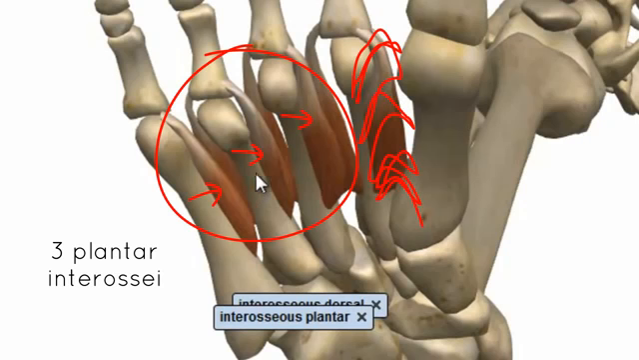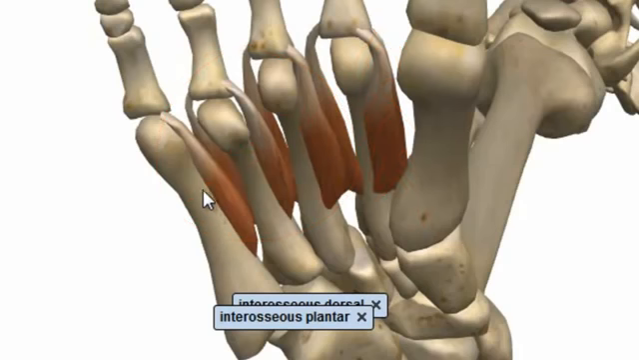You've got 3 plantar interossei muscles which originate on one side of metatarsals 3 to 5. This is 3, 4 and 5, and they originate medially on the sides of these metatarsals. These plantar interossei muscles are unipennate, so they only originate on one side of the metatarsals. And then they insert at the base of the proximal phalanges of digits 3 to 5, and also on the extensor expansions of these digits.